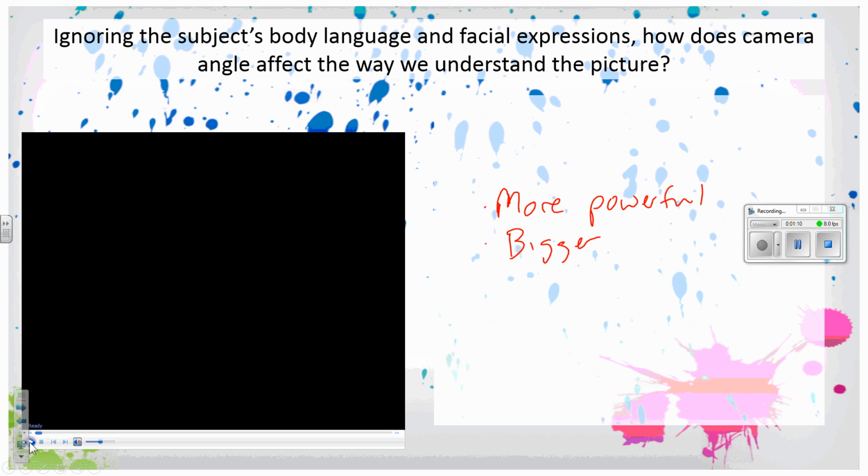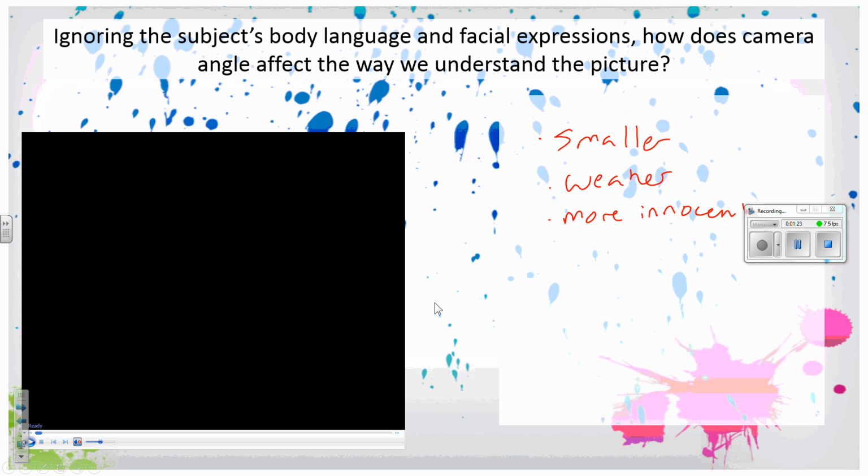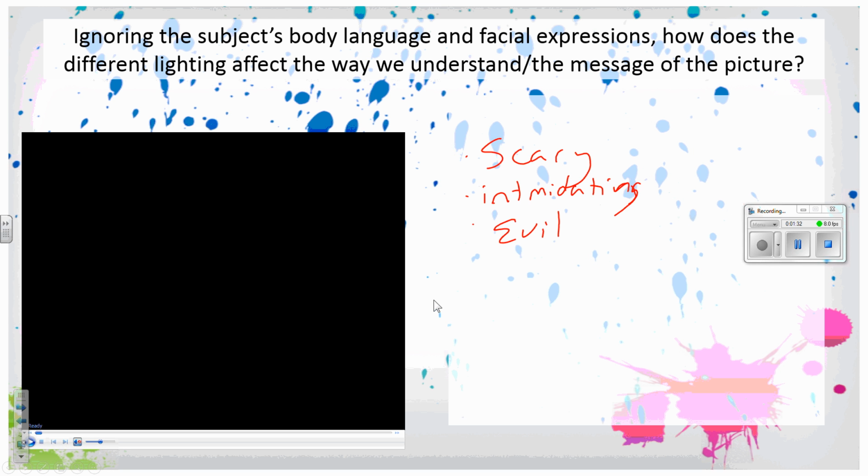So when we watched initially, we saw that when camera angle is from below, the person seemed more powerful and bigger. And in this case, I don't have those images anymore. When the camera was from above, the person seems smaller and weaker. And when the camera was right at eye level, we're supposed to think whatever we're seeing is normal.